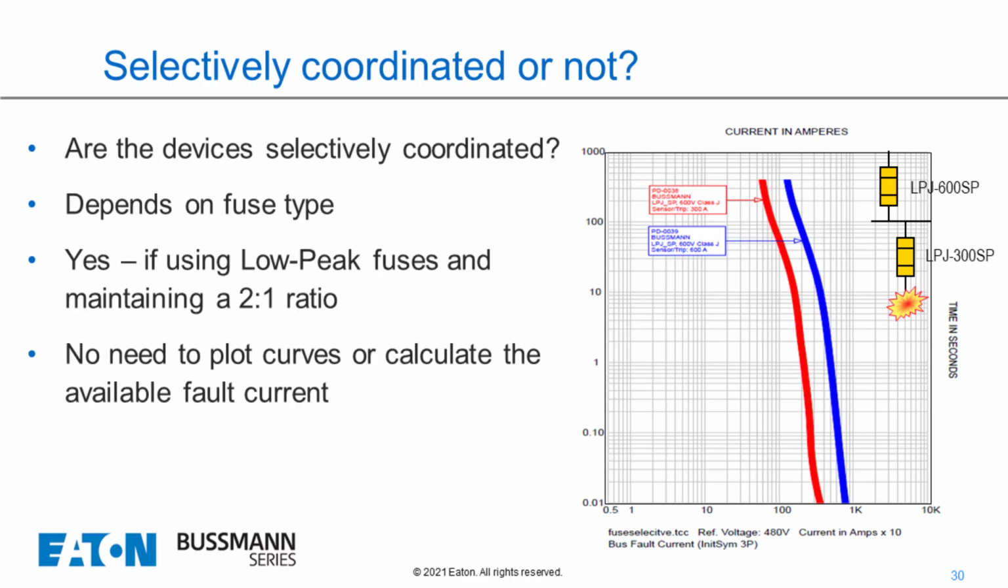Now, in this case here, we have the 300 and a 600 amp. So 3 times 2 is 600. They're going to be selectively coordinated for all times, all currents. So there's no need to plot the curves if they're in the same family, and no need to do fault calculations for a fuse combination rating.